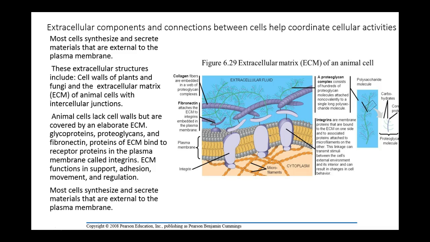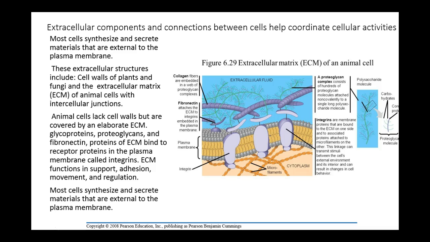Because the cell works as a whole. There isn't any part that is more important or less important than the next. They make things, they secrete things outside the plasma membrane. They also take components in to make those things. So the cell wall of a plant is different than an animal.